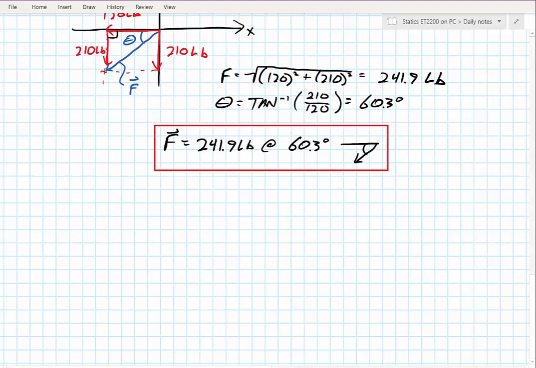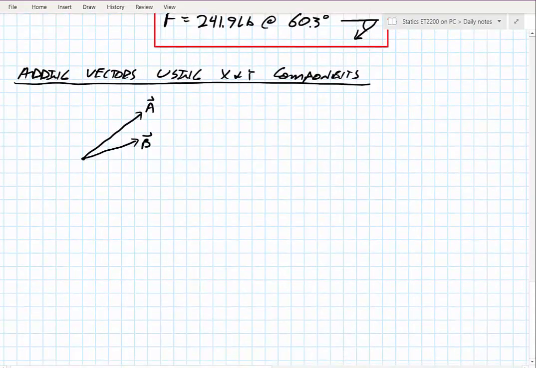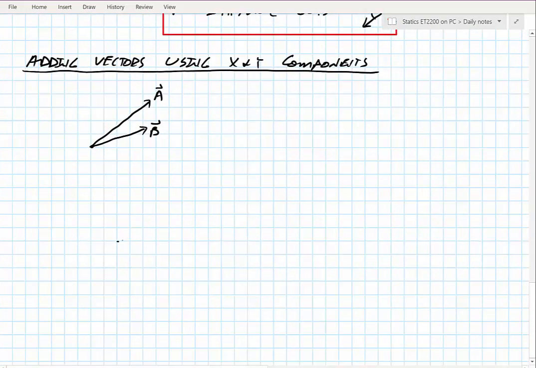The last thing we need to cover is how to add multiple vectors together using the x and y components. Last time we saw that if we wanted to add two vectors together, let's say some vector A and some vector B, we added them head to tail and made this triangle. We take A, add to it some vector B, and we end up with some resultant R.